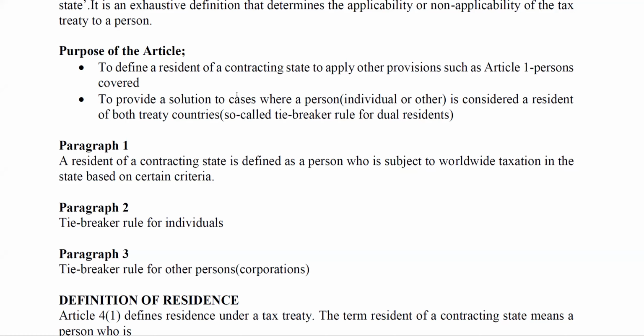So why residents? We need this article to be able to define a resident of a contracting state to apply the provisions like persons covered, right? Under Article 1.